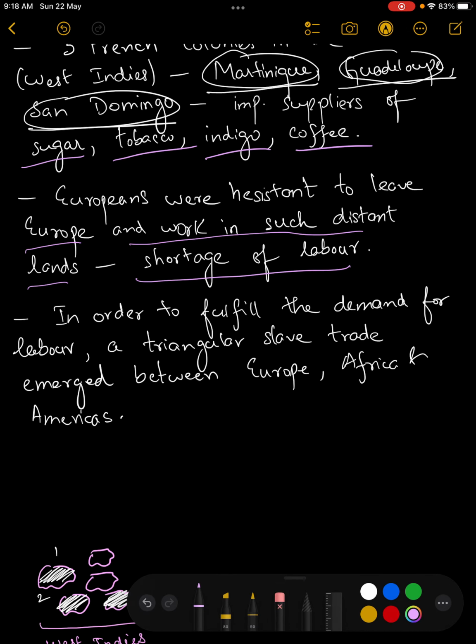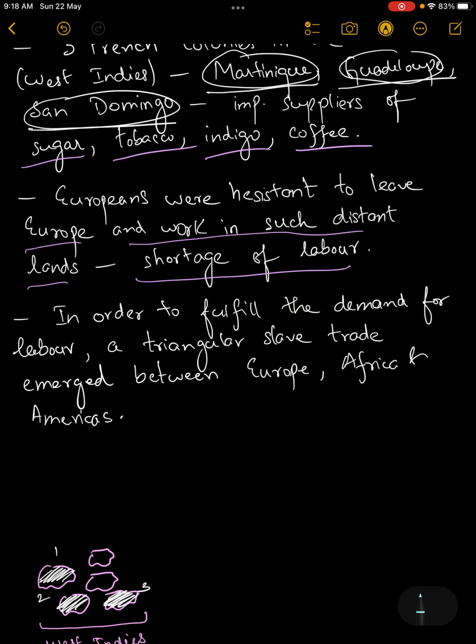Now, somewhere or the other, you need to fulfill the requirement for labor, because magically, crops are not going to grow. This is not Hogwarts. So now, in order to fulfill the demand for labor, a very sinister, very evil, very diabolical slave trade emerges between three continents.